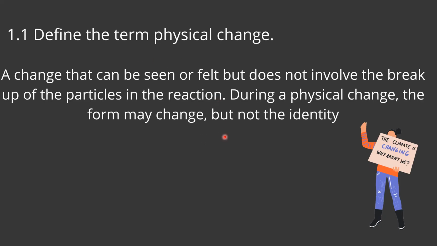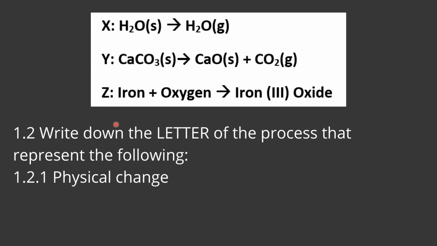You also have to know how to define chemical change. It's very, very important. And in the second question, it says that we have to write down the letter of the process that represents the following. So you're given 3 letters, X, Y, and Z. Now you have to look at the 3 chemical reactions that you are given. Which one, according to you, represents physical change? Is it X? Is it Y? Is it Z? Take a second to think about it. Which one? You now understand the definition of physical change.